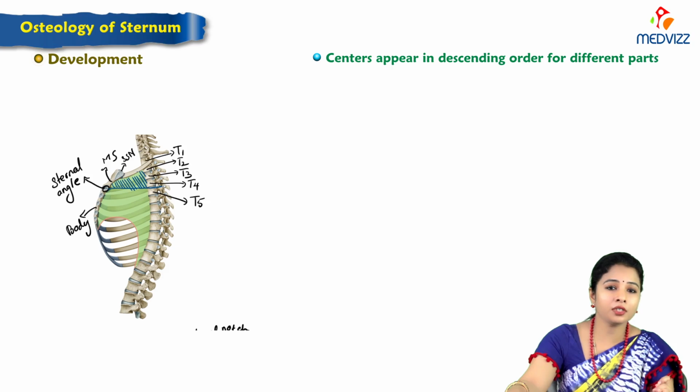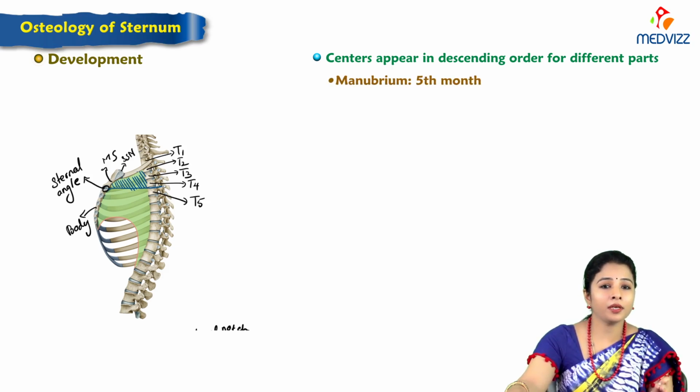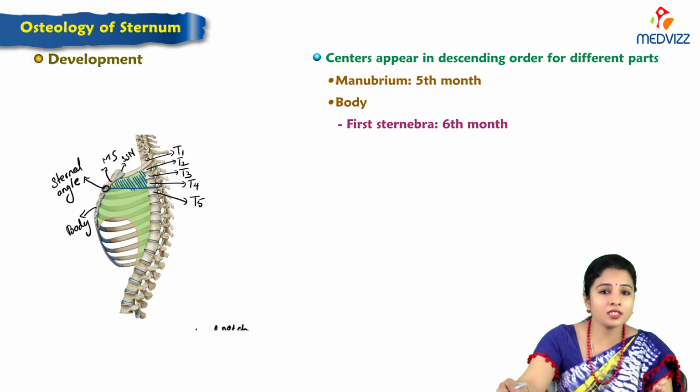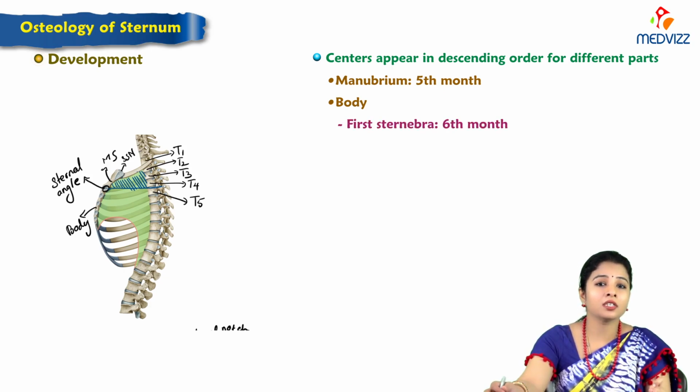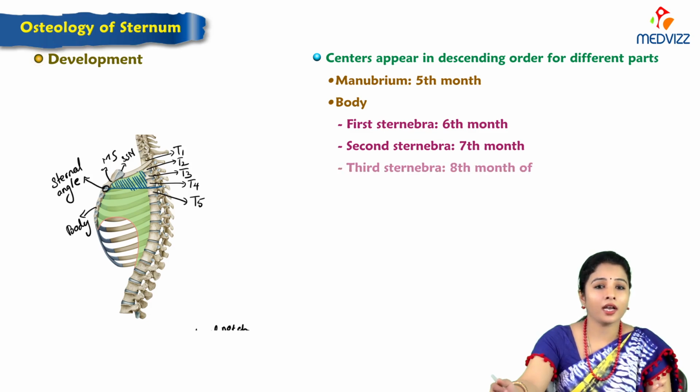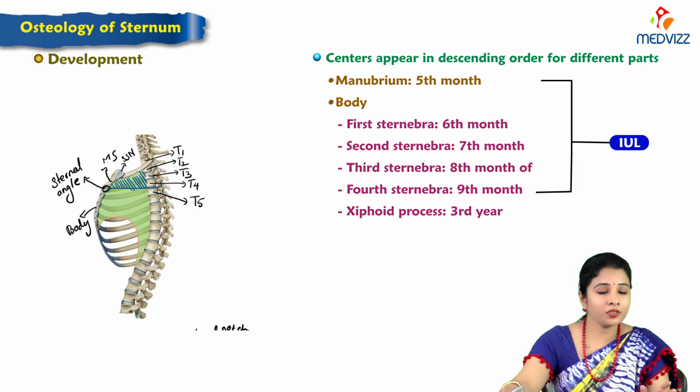For the manubrium, the primary center usually appears during the 5th month of intrauterine life. The first sternebra appears during the 6th month of intrauterine life, then the second sternebra appears during the 7th month, the third sternebra during the 8th month, and the fourth sternebra during the 9th month. Lastly, the ossification center for the xiphoid process appears during the 3rd year after birth.